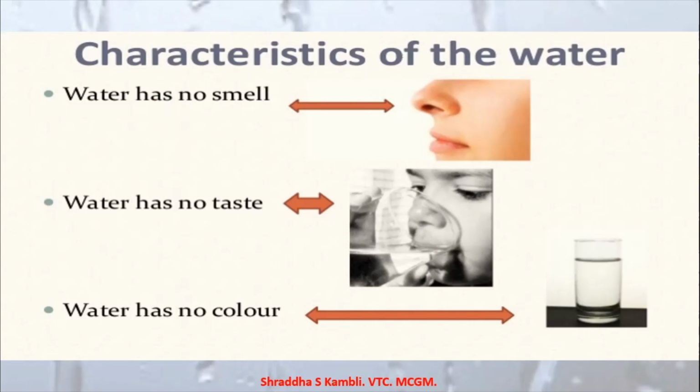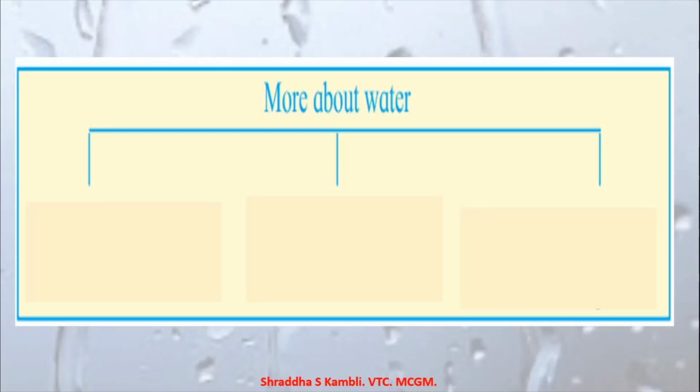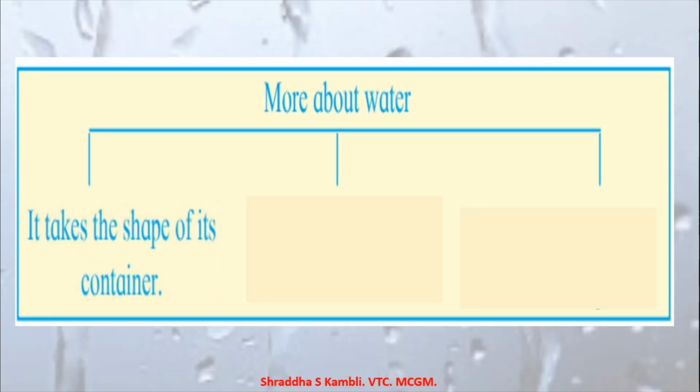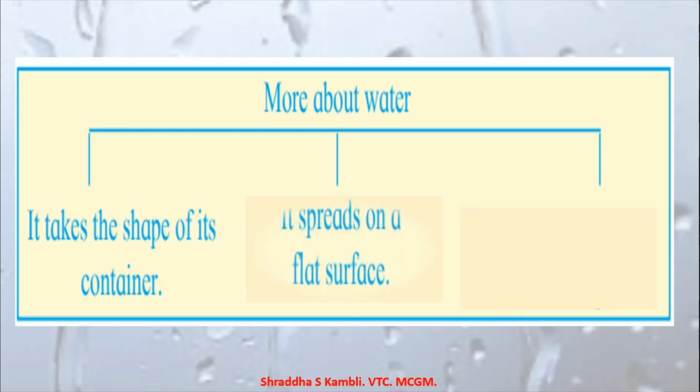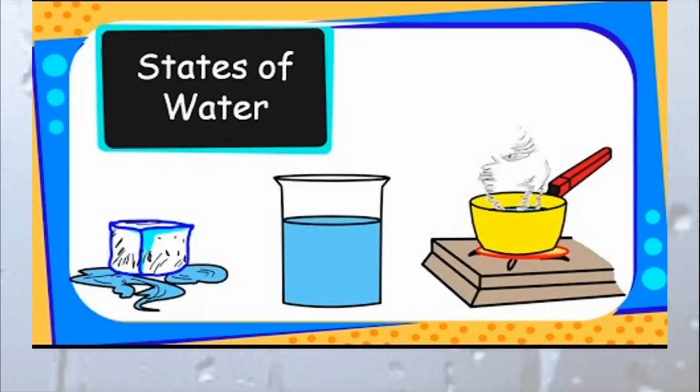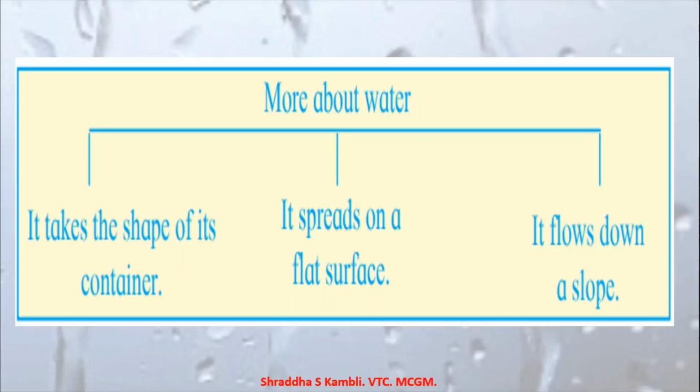We learned about some more qualities of water. So let us see what they were. So we saw that water takes the shape of its container. See, I showed you so many lovely pictures about water taking the shape of its container, isn't it? So do you remember I showed you that whatever the shape of the container is, the water takes that shape. We also discussed that water spreads on a flat surface, and then we also saw how water flows down a slope. Okay, so this is all that we learned in the first part of this lesson.